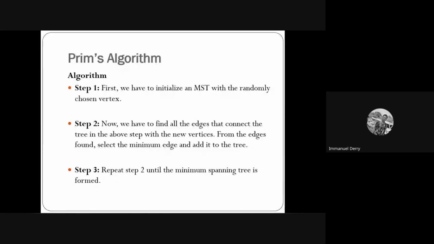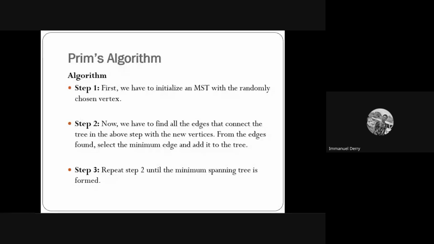You first have to initialize the MST, which is the minimum spanning tree, with any chosen vertex. Randomly, you can choose any vertex at random. Now we have to find all the edges that connect the tree in the above step, with the new vertices from the edges found, selecting the minimum edge and adding it to the tree. Repeat step 2 until the spanning tree is formed, and then we are good to go.